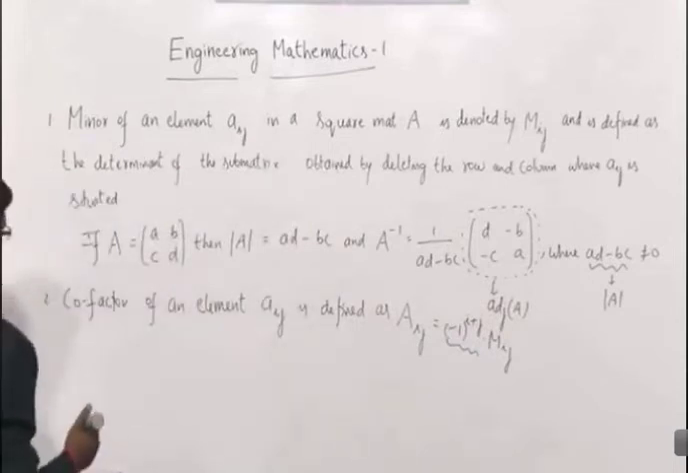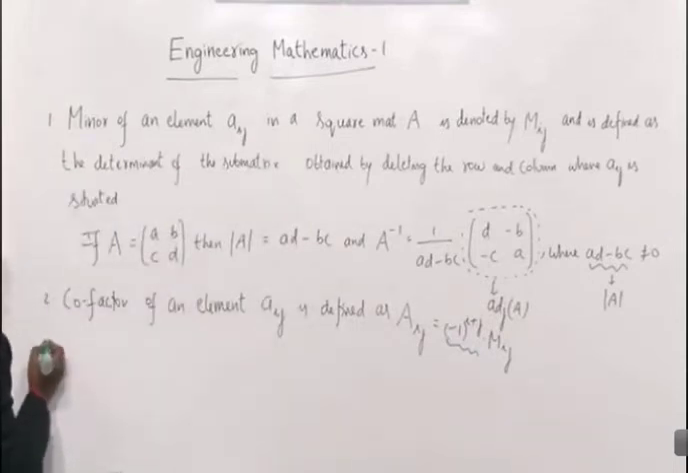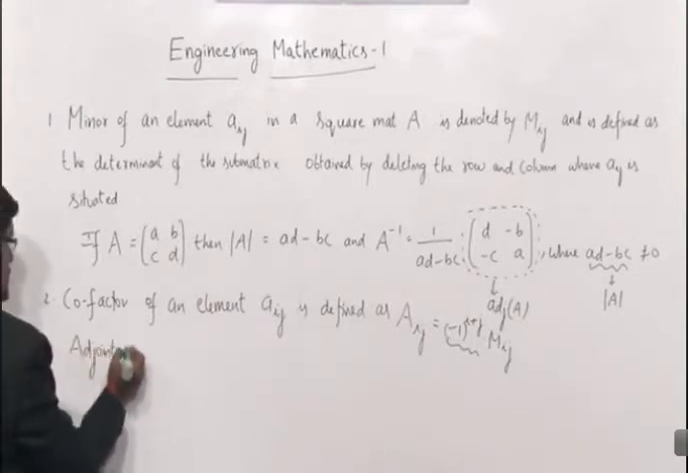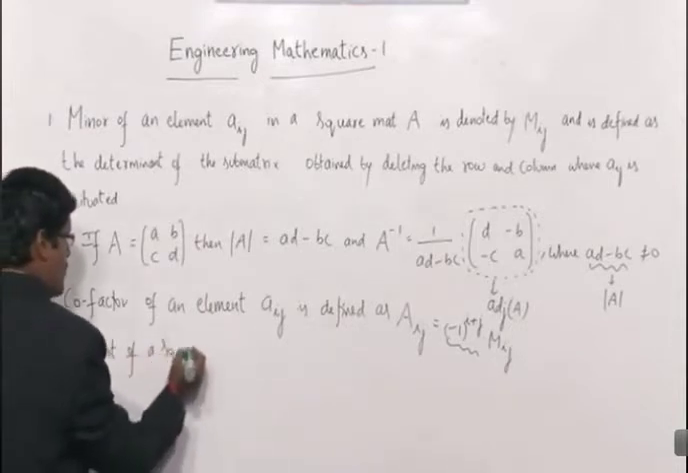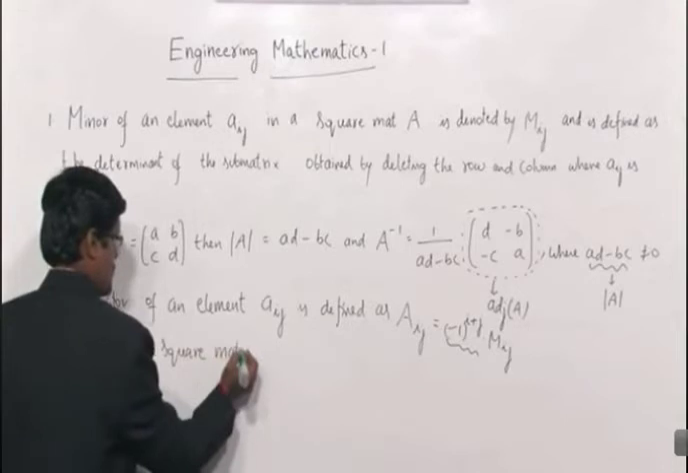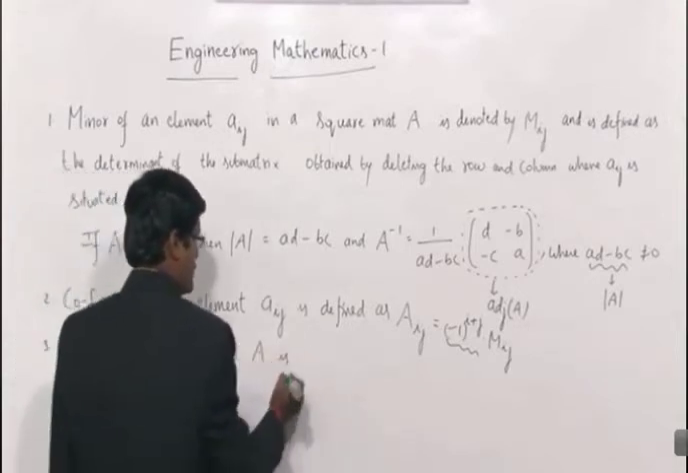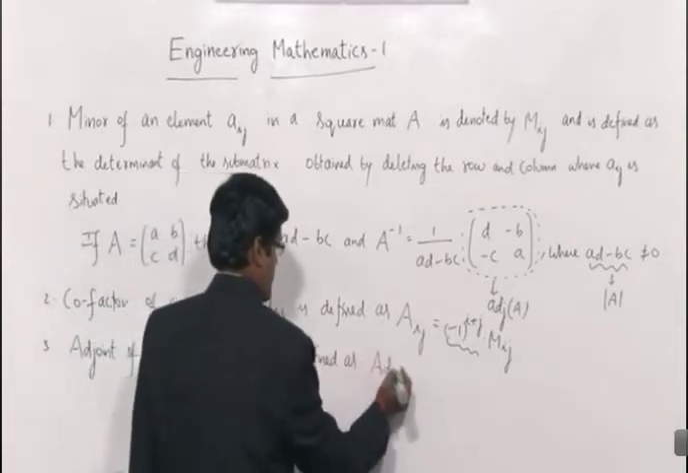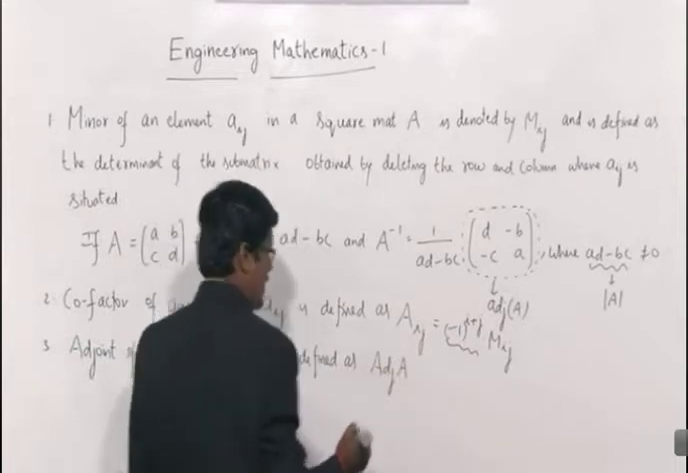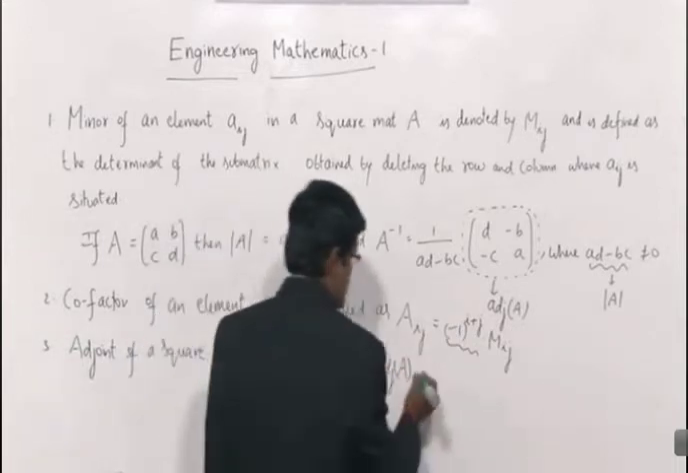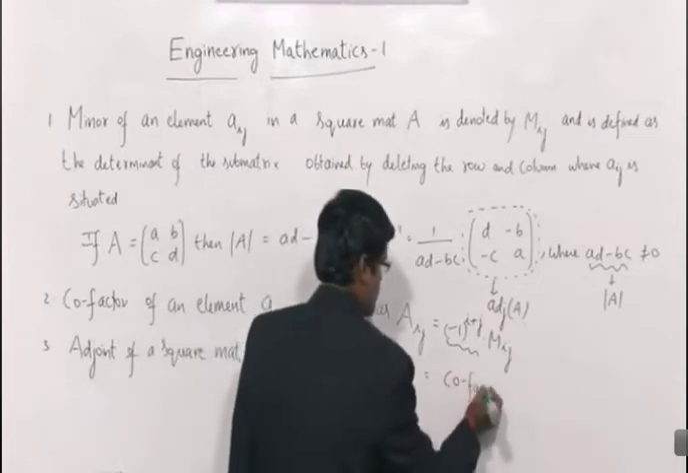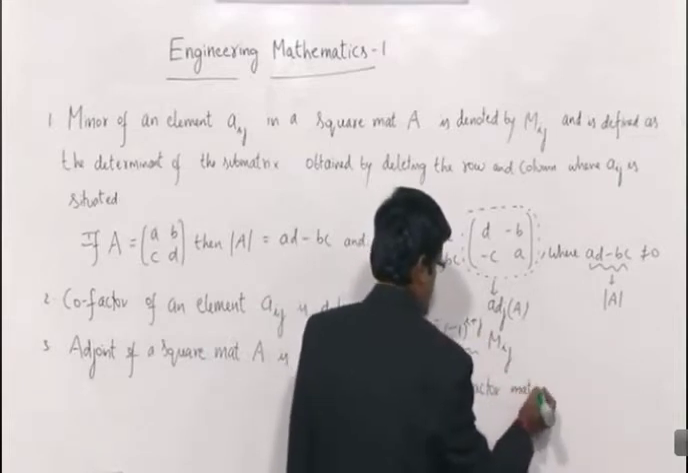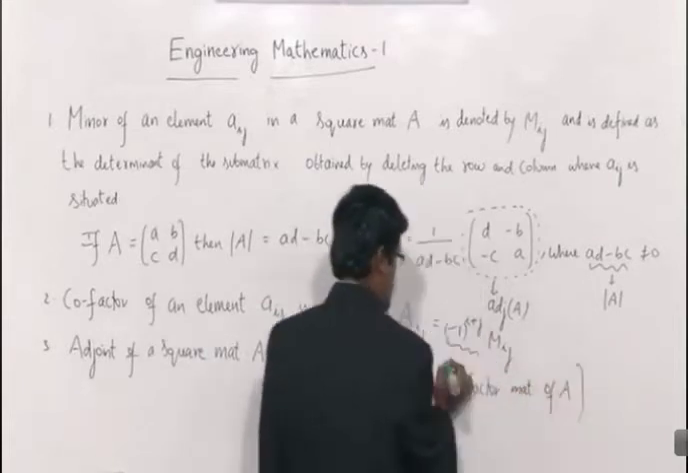Next, 3. Adjoint of a square matrix A is defined as adj A, sometimes keeping that matrix in brackets, equal to the cofactor matrix of A, whole transpose.